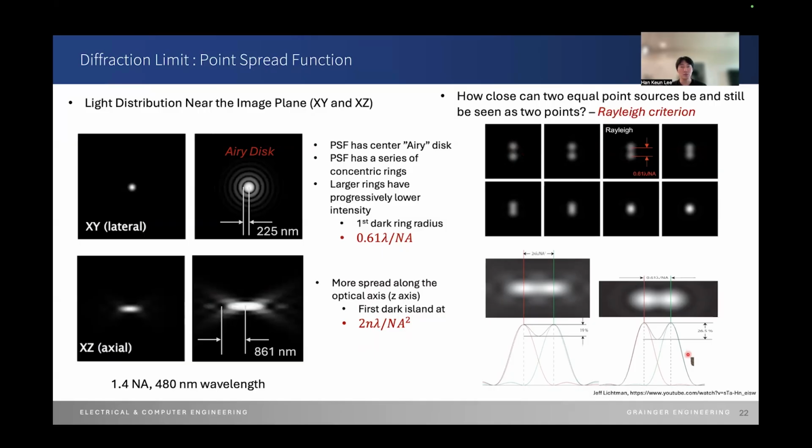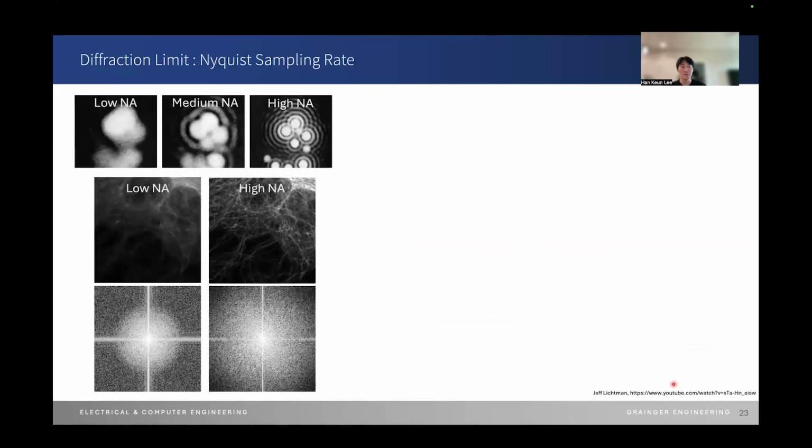The Rayleigh criterion states that the resolution limit is reached when the first light source's lowest point, the darkest point, is at the center of the neighboring point spread function's peak. So this is what we call the resolution limit, and this is what we call the Rayleigh criterion. Same thing for the axial direction. The distance is a little bit bigger than in the lateral direction.